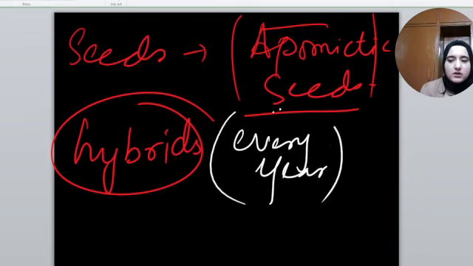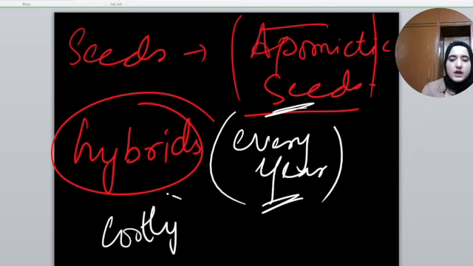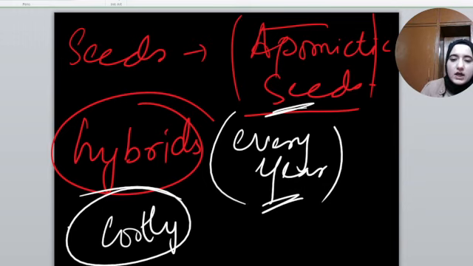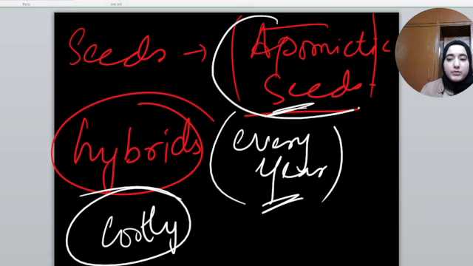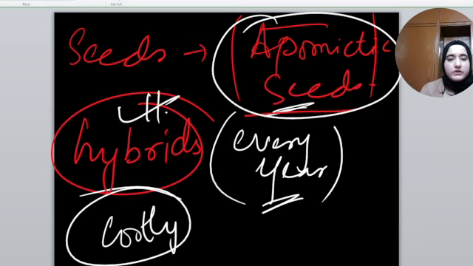No doubt we can. Currently we are also growing hybrids every year, but it's very costly for farmers. That's why scientists are trying to develop seeds into apomictic seeds, so that we can make those apomictic seeds and grow them as hybrids, and we can continuously grow hybrids in the form of apomictic seeds. I hope this concept of apomixis is clear.